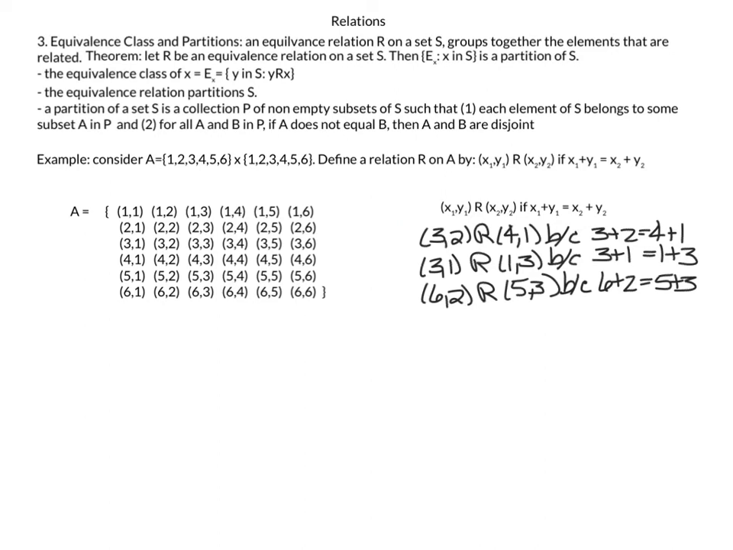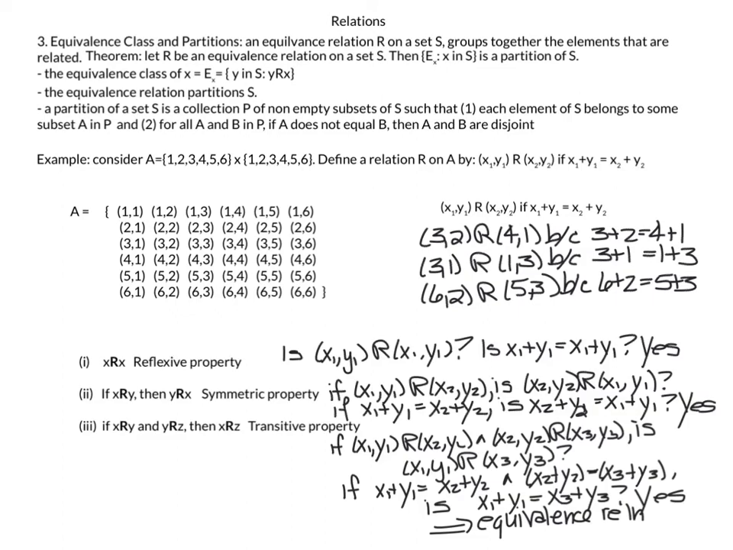Looking at this, I can say that (3, 2) is related to (4, 1) because by the definition, 3 plus 2 is equal to 4 plus 1. I have (3, 1) is related to (1, 3) because 3 plus 1 is equal to 1 plus 3. And then (6, 2) is related to (5, 3) because x1 plus y1, 6 plus 2, is equal to x2 plus y2, 5 plus 3. And now I can go through and see if this is an equivalence relation.